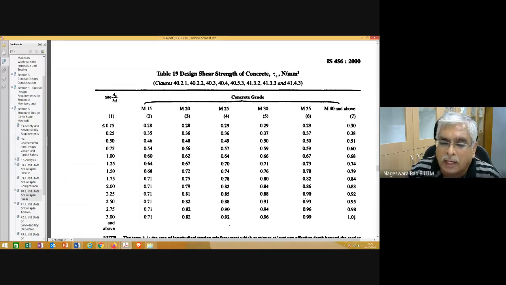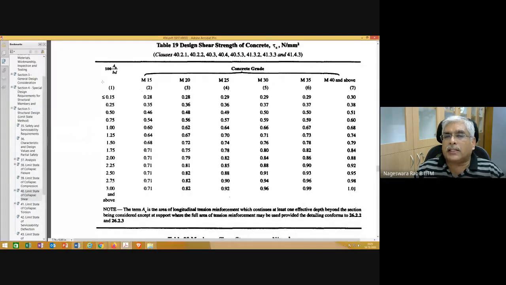Now I think you should be able to appreciate why we learn design for shear after designing for flexure. When you design for flexure, only then will you know this percentage of tensile steel. Once you know the percentage of tensile steel, depending on the grade of concrete that you adopt, you can directly read from the table, and in between, you can interpolate.